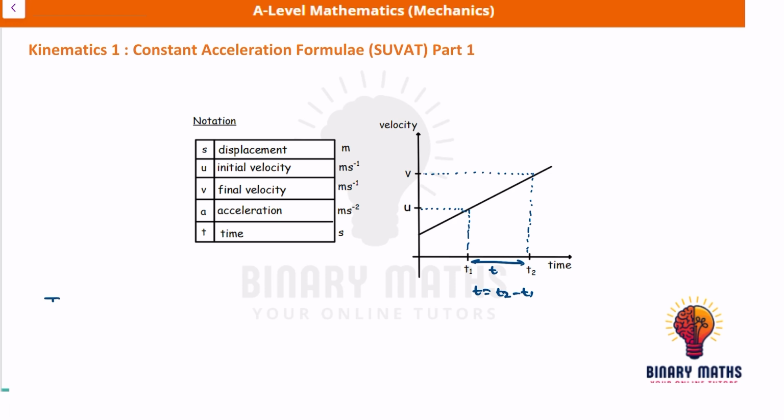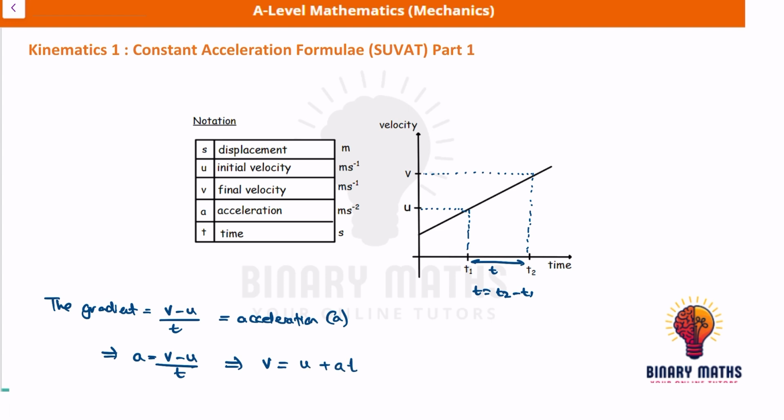Then gradient is equal to change in v, v minus u, over t, so change in y over change in x, which we know is acceleration, denoted a. This implies a is equal to v minus u over t, which can be rearranged to get v is equal to u plus at. So that's the first equation of motion, v is equal to u plus at.